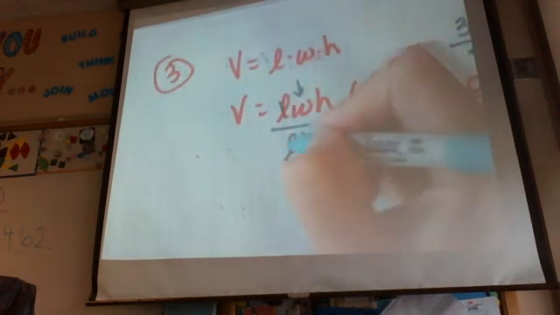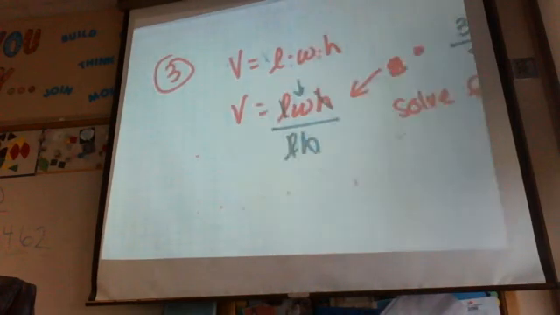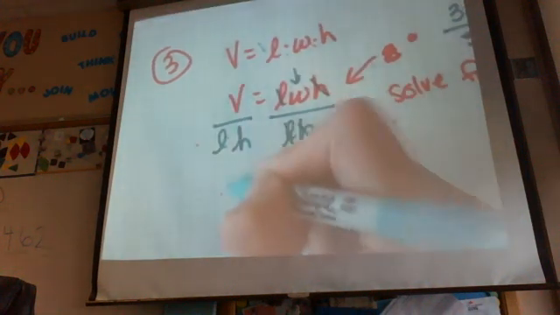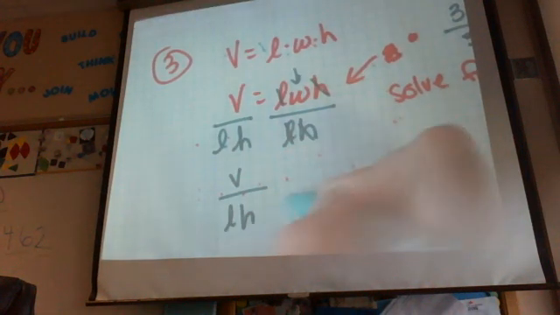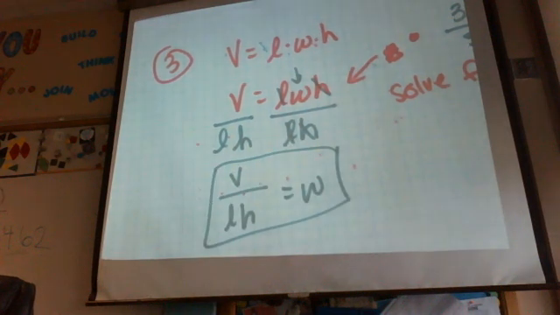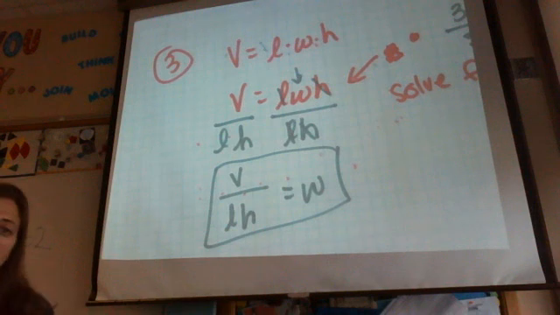This way I can one out my length and one out my height. So over here, I'm also going to divide by length times height. So it's going to be volume divided by length times height equals the width. And that would be my formula for solving for w. Kind of a cool deal, but that's what you get to do.